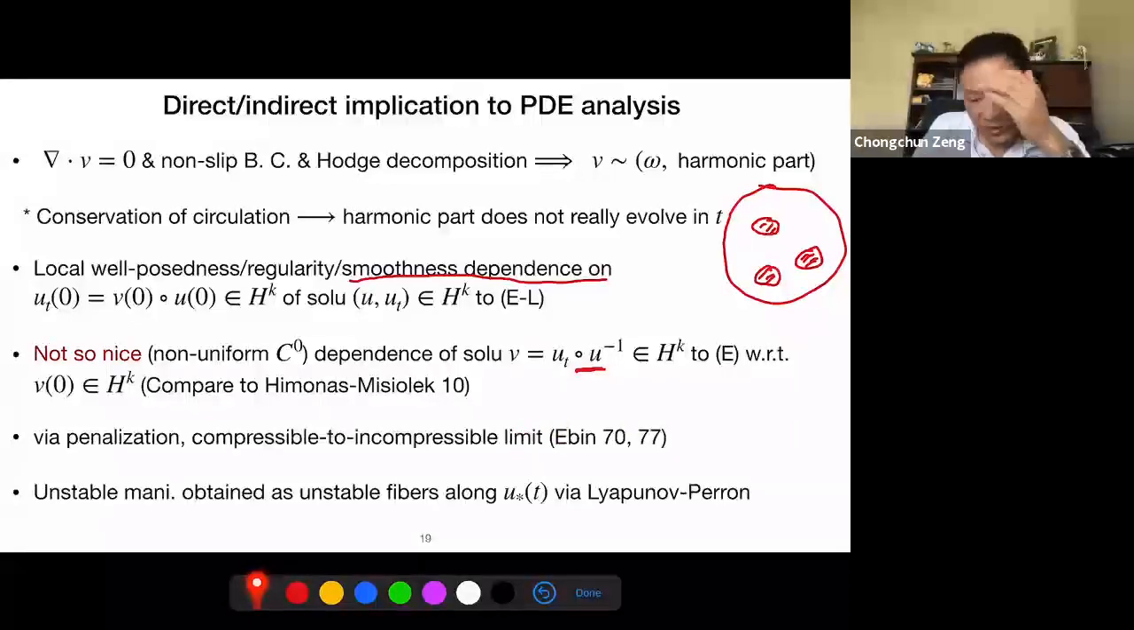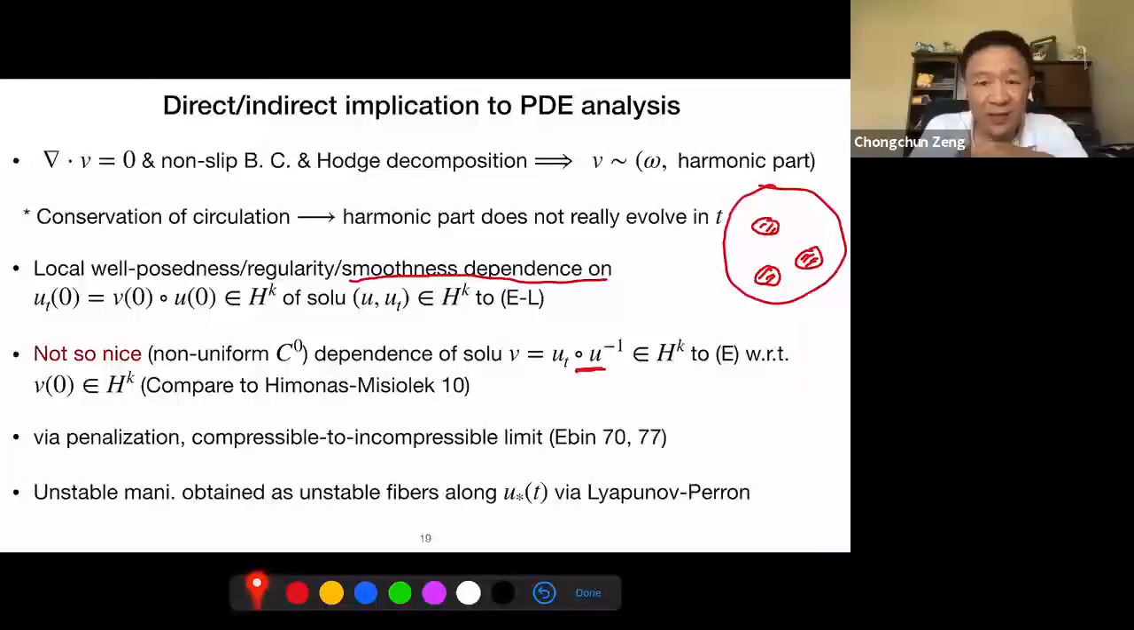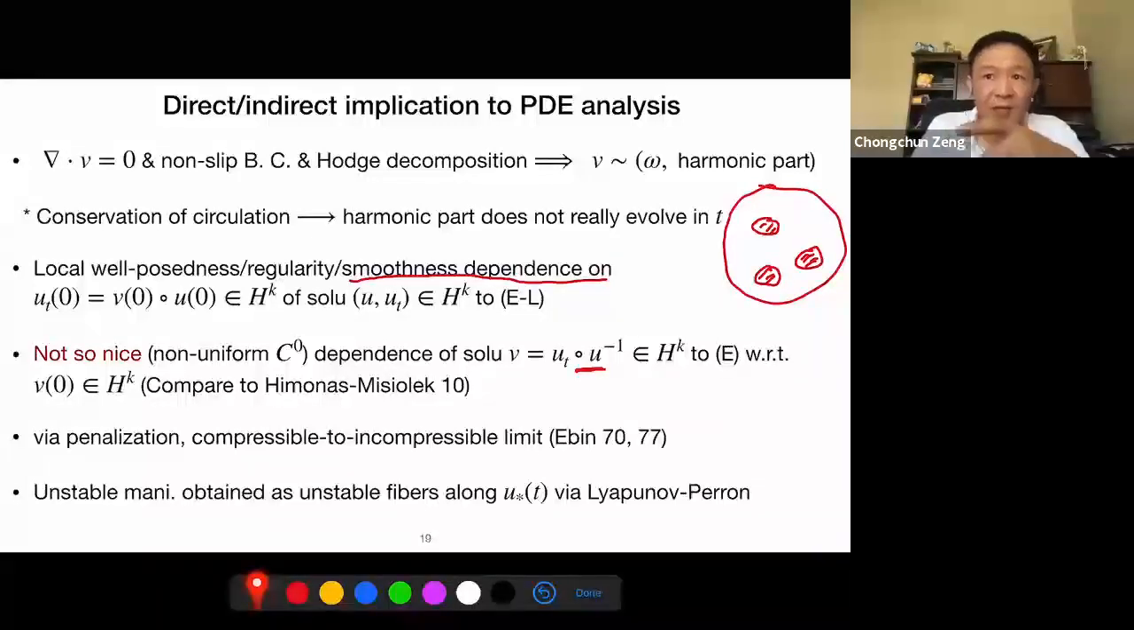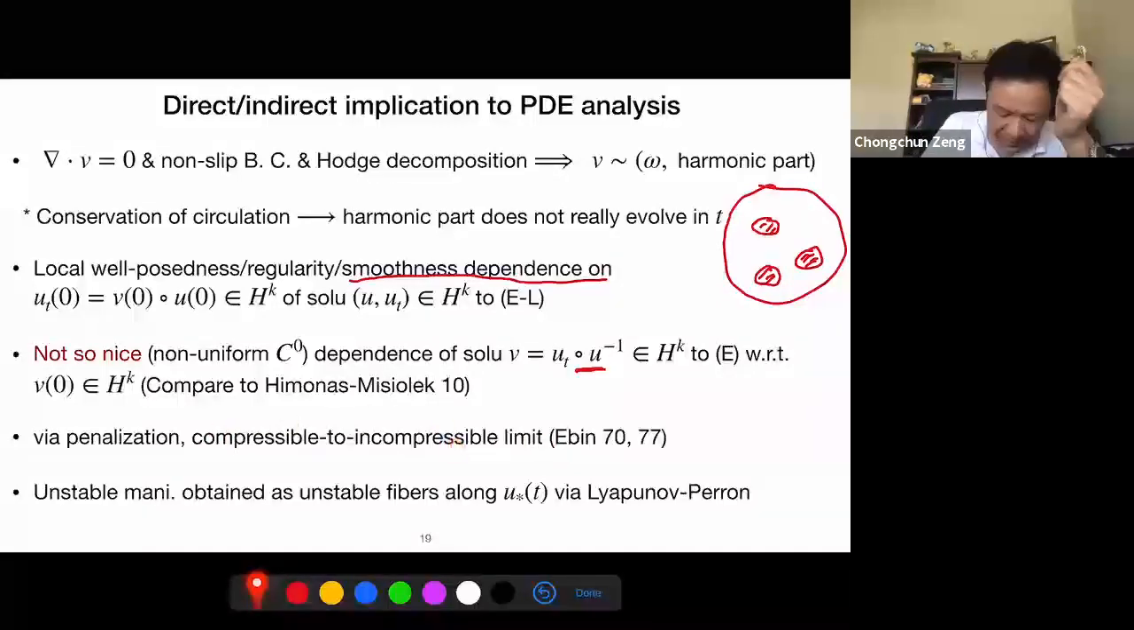Of course, this can be done without using this formulation, but this formulation gives a very nice analog of the compressible to incompressible problem. This problem can be viewed exactly like the elastic pendulum converging to a rigid pendulum in the ODE. When you have an elastic pendulum with the elastic constant going to infinity, the pendulum should converge to a rigid pendulum. And that's exactly the same mechanism in this case.